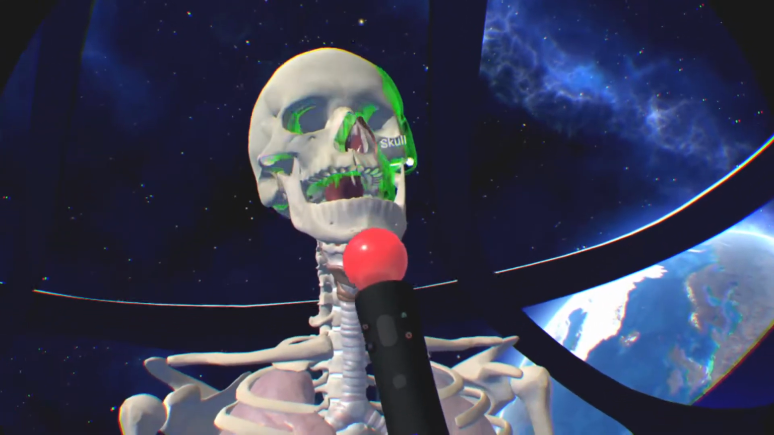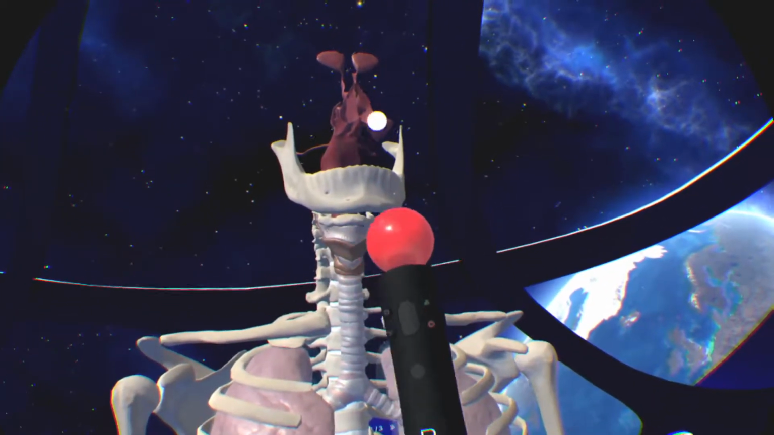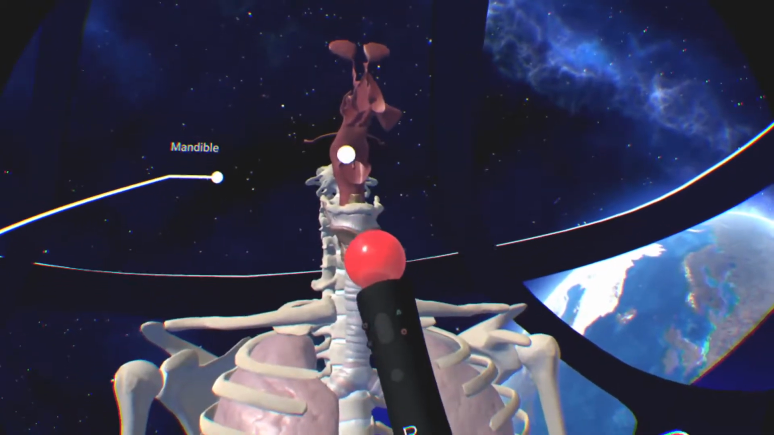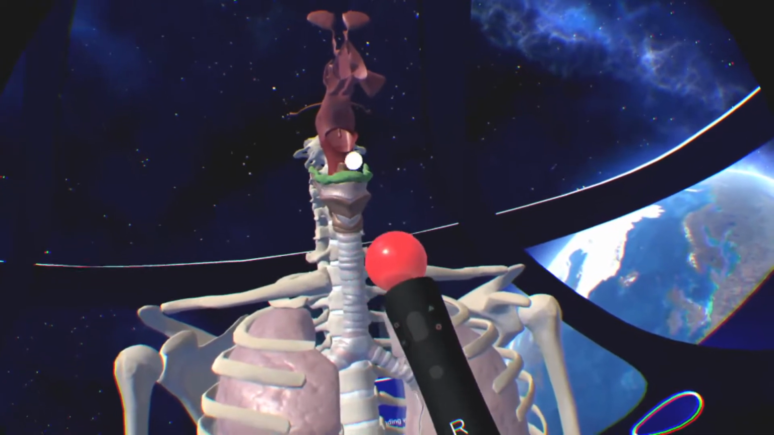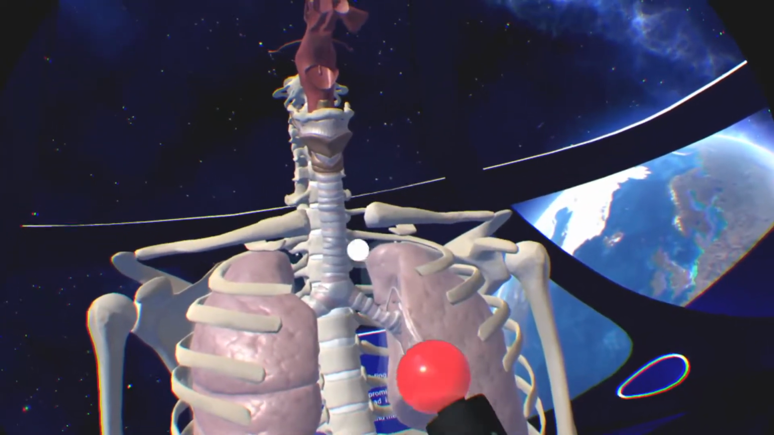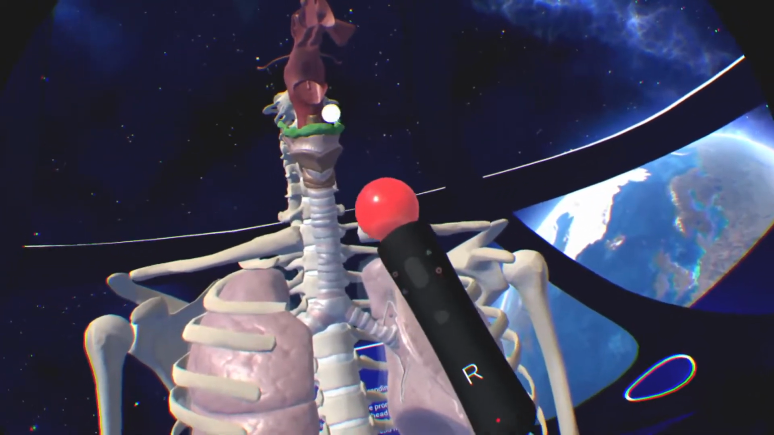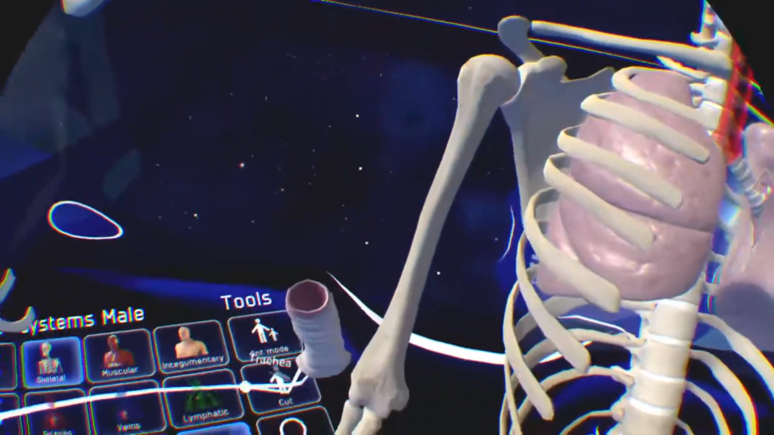Here is the nasal cavity inside your nose, and the air will go through here, through the pharynx, and there are two ways for the air to go down. The first one is the esophagus to the digestive system, and the other is the trachea, the road to the lungs.